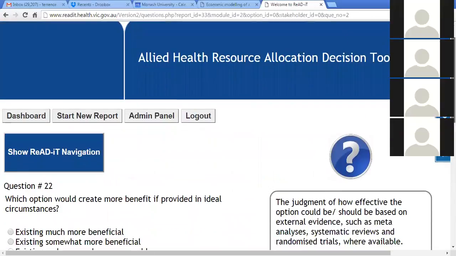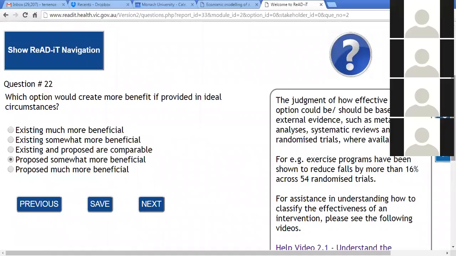Next question, 22. Which option would create more benefit if provided in ideal circumstances? Now, in this example, I've said the proposed option might be somewhat more beneficial. I think that both services can have potential benefit, but in ideal circumstances, if we could provide the acute COPD management service as well as what we possibly could, and also the falls prevention service as well as what we possibly could, I still think the falls service might be somewhat more beneficial in our particular context.